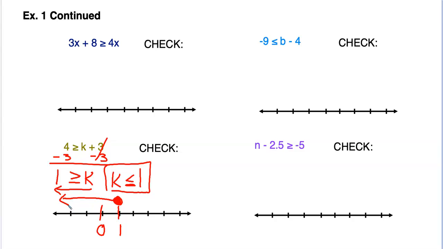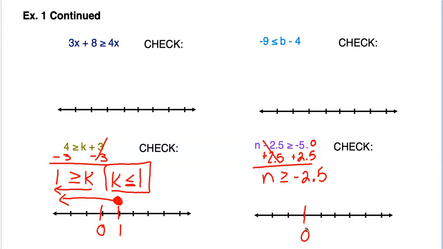All right, the final one we're going to do on this page is this n minus 2.5. So we're going to have to add 2.5 to both sides. So we end up with n. I'm going to go ahead and add a decimal and a 0 so that I can line up my decimal places. If I subtract those two, I end up with a negative 2.5. So I want to express anything greater than or equal to negative 2.5. So I'm going to throw a 0 in here.